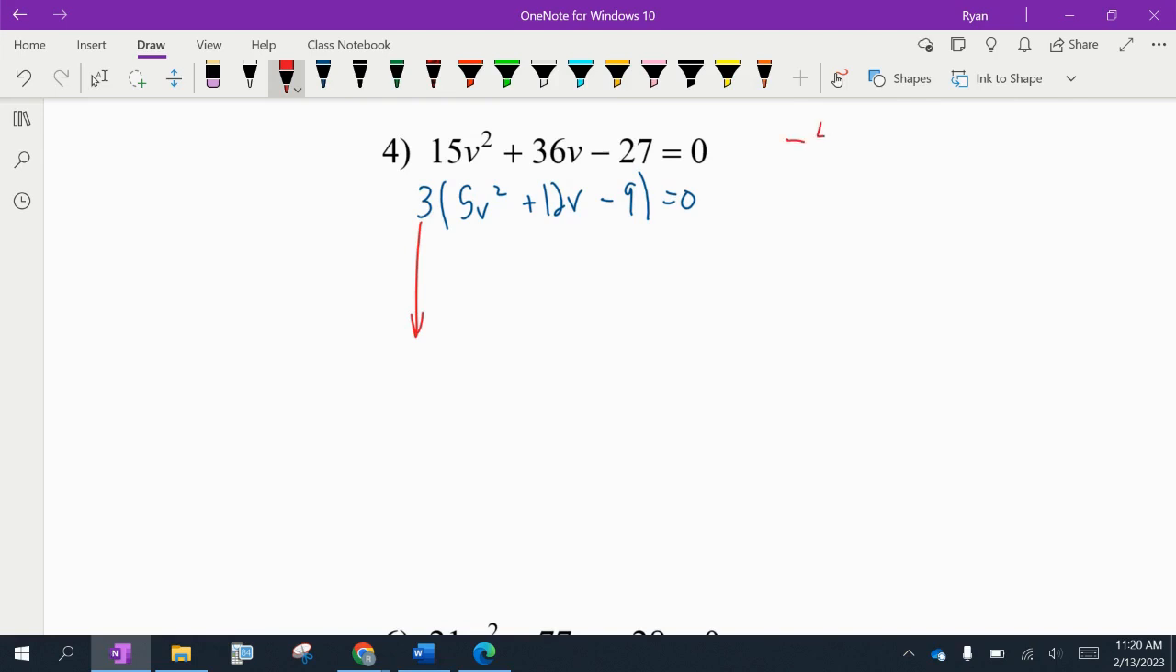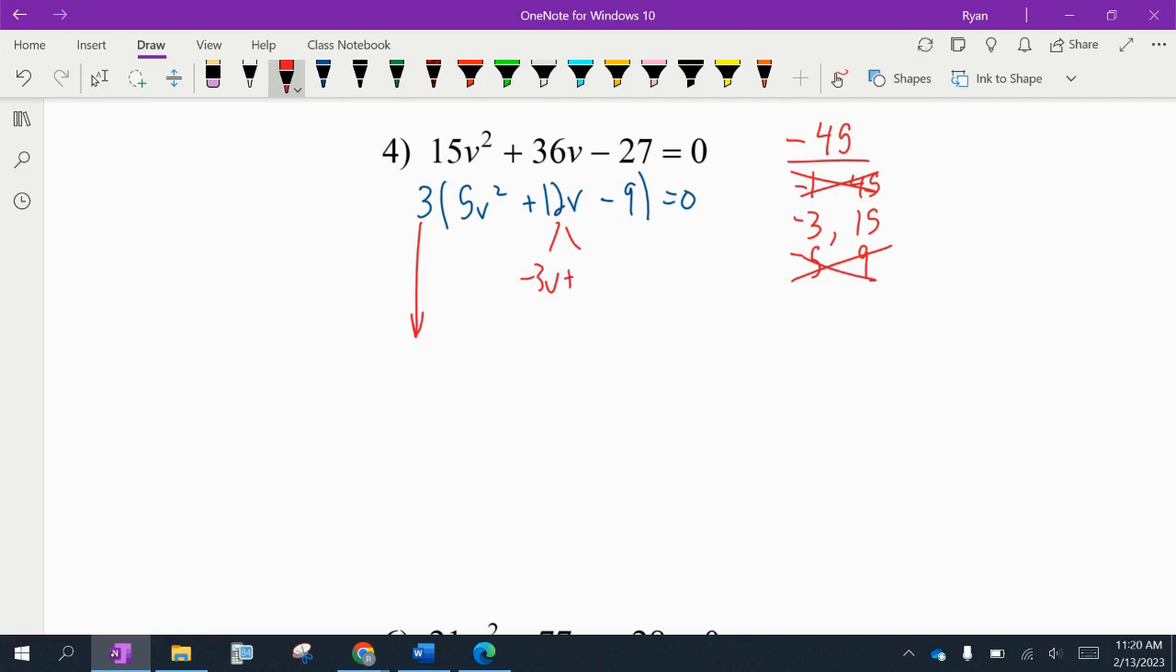5 times negative 9 is negative 45. What multiplies to 45? 1 and 45. 2 doesn't work. 3 and 15. 4 doesn't work. 5 and 9. 6, 7, 8, none of those work. So these are the ones to choose from. We need a negative 45 that adds up to a positive 12. So here are the possibilities. No, no. These add up to 12. So we're going to split the middle term.